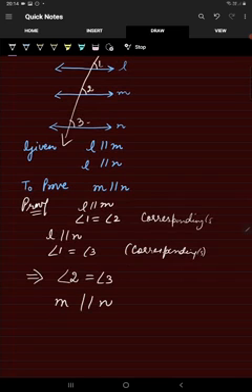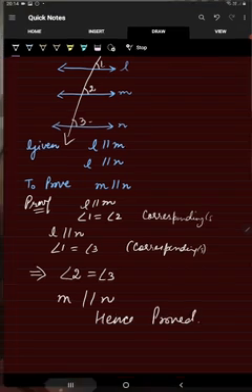Hence the two lines which are parallel to the same line are parallel to each other. In this way we can prove this theorem. We will use this theorem in solving many questions.